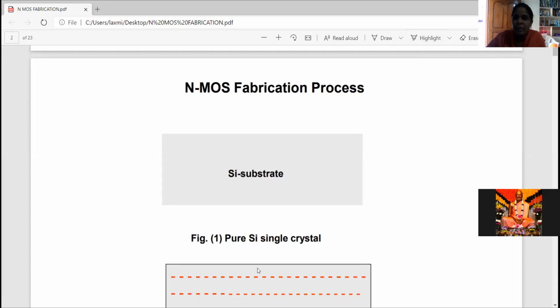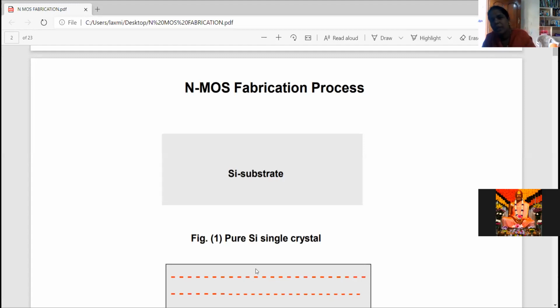NMOS fabrication. Here we are going to design a VLSI IC. The VLSI IC is fabricated with MOS technology. Here the NMOS is there, PMOS is there, CMOS. CMOS means a combination of NMOS and PMOS.